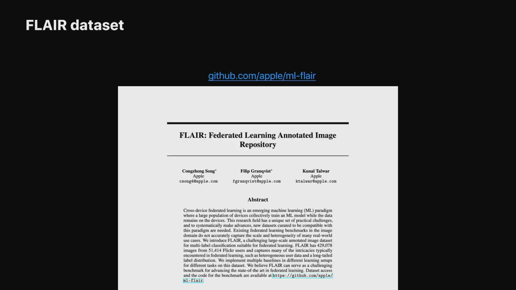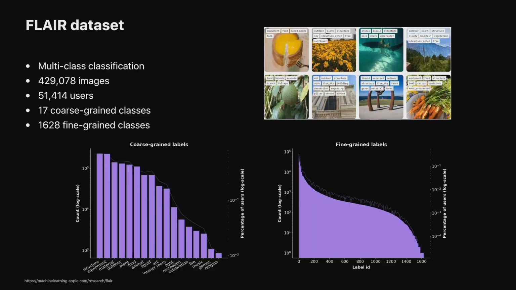So to better experiment with this on the server side, we published a dataset called FLAIR, which is a multi-class image classification dataset available here. And here we actually preserve the photographer IDs. So we're able to construct these federated partitions with this dataset. We have coarse-grained classes and 1628 fine-grained classes, so you can determine the difficulty of your task.